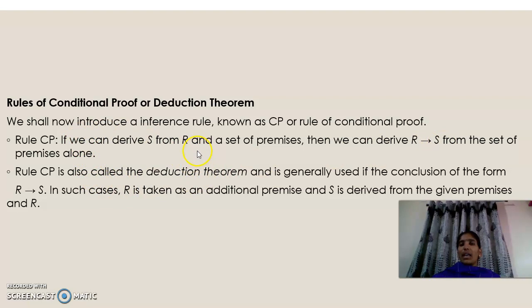That means if any output or conclusion is a conditional statement, you can compulsorily take an additional premise. That is the rule CP. We have to derive S from R. If we can derive S from R and a set of premises, then we can derive R conditional S from the set of premises alone. So here we take R as the additional premise. That is the conditional proof. Conditional proof means you conditionally take this R, and only then do you get S. Here we have to apply one condition.